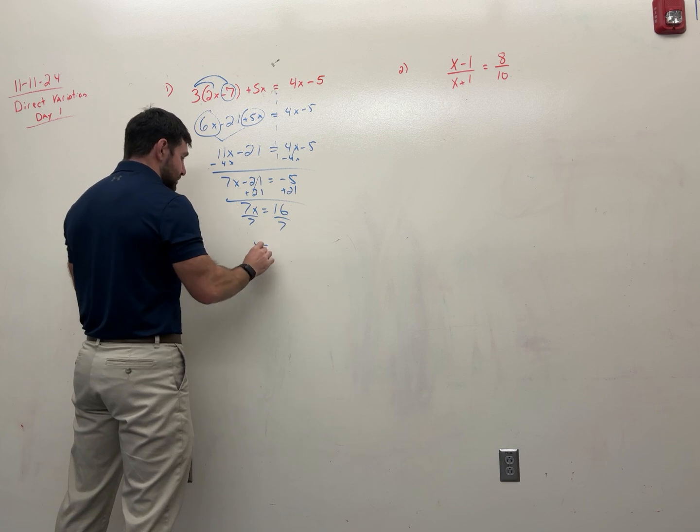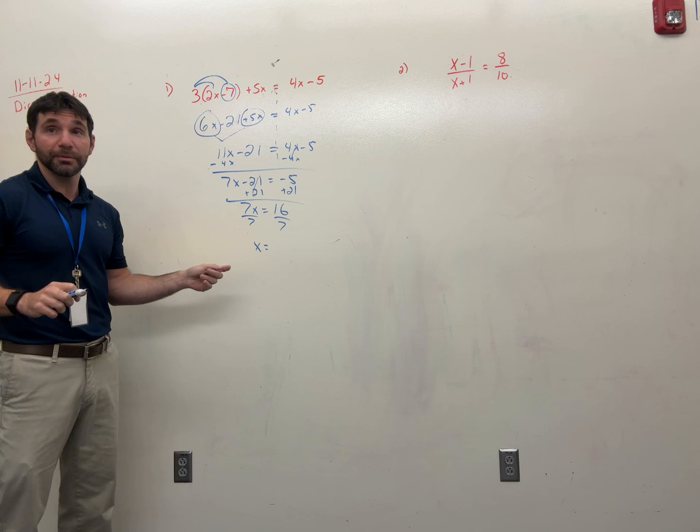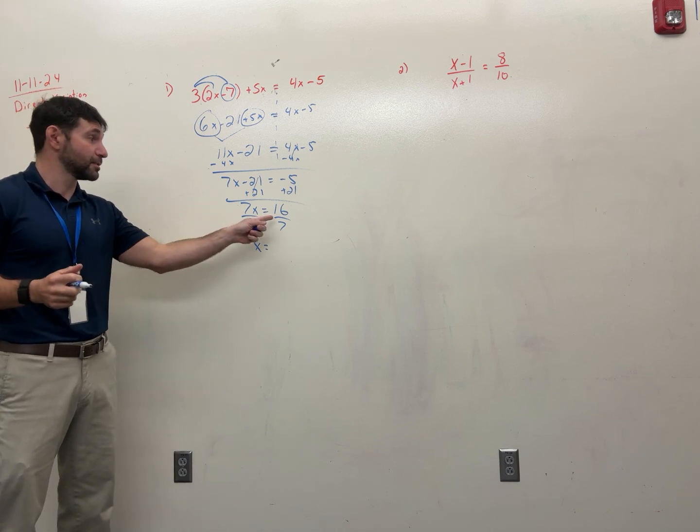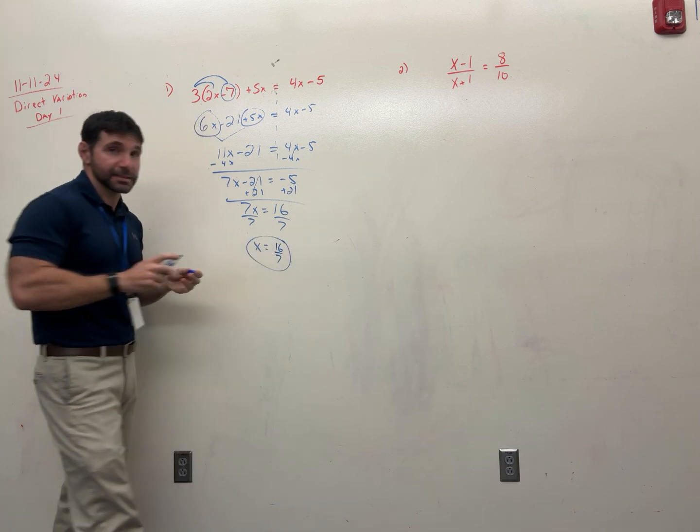Divide by 7. Well, I can divide this by 2, not this one. 7's a prime number. The only thing that I can divide 7 by is 1 and 7. 16 doesn't get divided by 7, so we keep it as 16 sevenths.